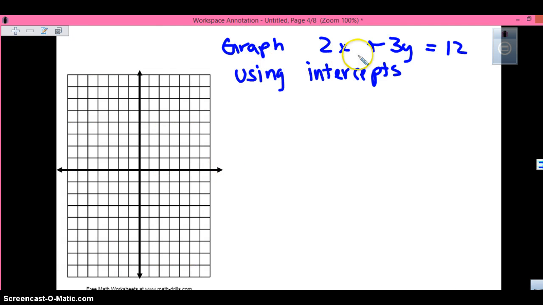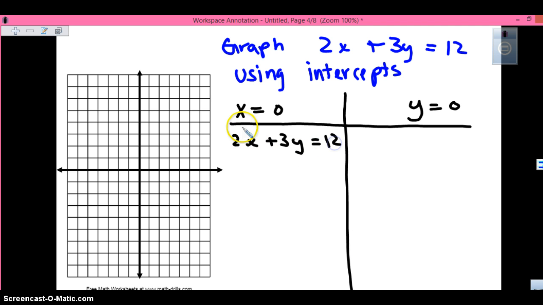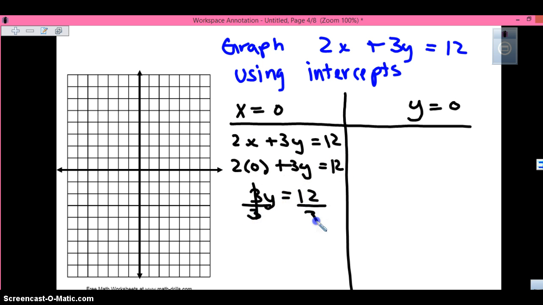We need to graph 2x plus 3y equals 12 using intercepts. The first thing we're going to do is find our x and y intercept. So if we substitute x with 0, we find our y-intercept, and if we substitute y with 0, we find our x-intercept. So let's go ahead and do that. Substituting x with 0, 3y equals 12, divide by 3 on both sides. The y-intercept is 4.